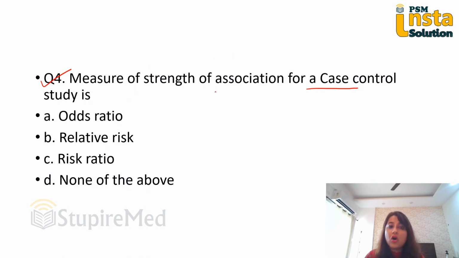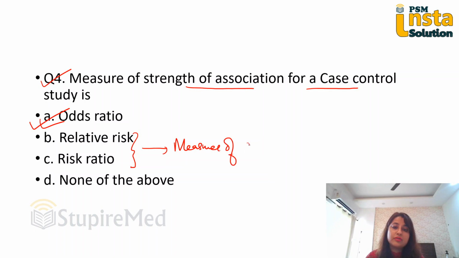Okay, now we all know that all these study designs, like I've told you in the previous Insta question number 3 also, are conducted to establish association and causality, and we understood the meaning of association. In a case control study design, the correct answer to this is odds ratio. Why? Relative risk and risk ratios are measures of strength of association in a cohort study design. Okay, I'm sure everybody remembers this.